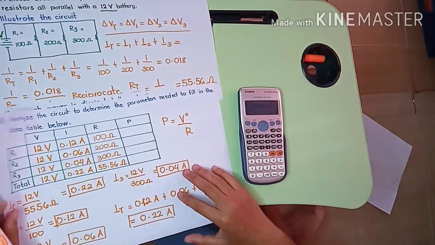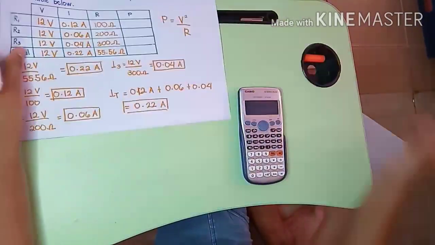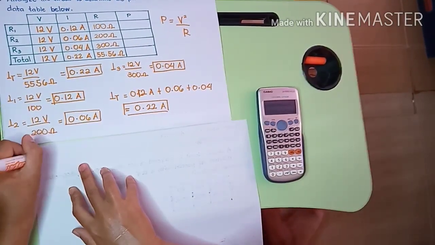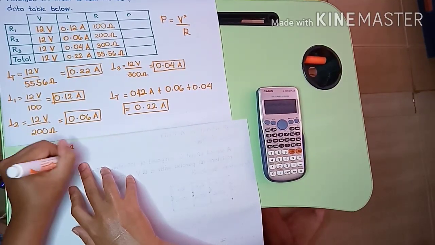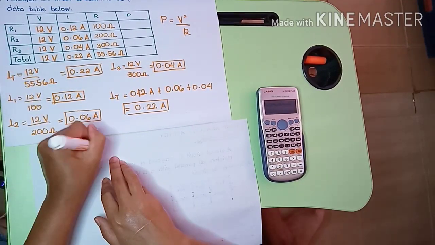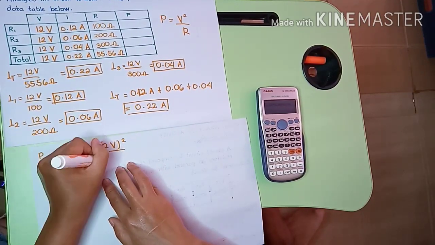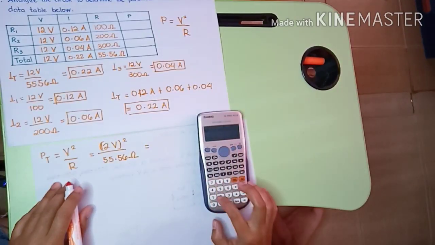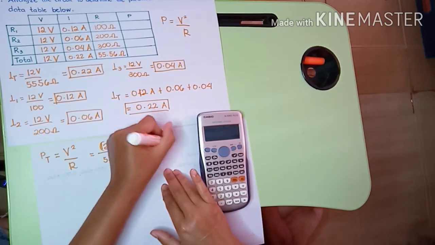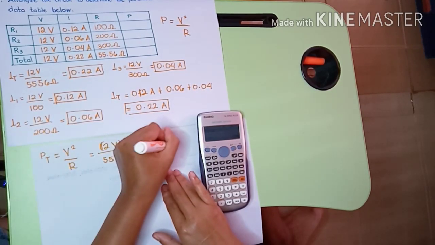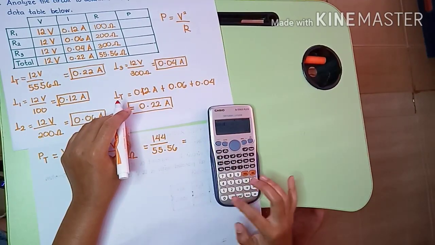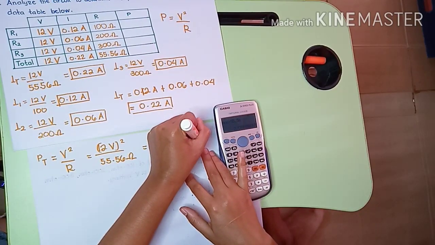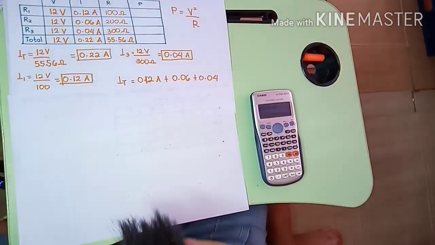To find the power, we will use the formula voltage squared over resistance. So we will try this formula to see if it will be effective. Okay, this is a trial and error, remember. 12 volts, which is the total voltage, squared over total resistance, which is 55.56. So this is equal to 144 over 55.56. So this is not the formula.